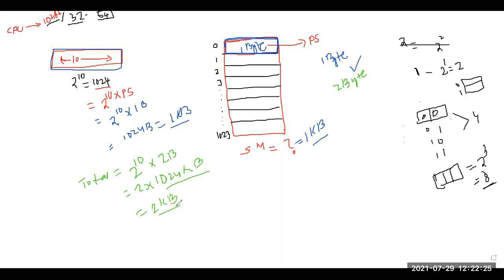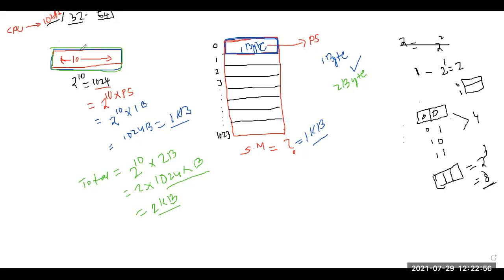Is it clear how we are calculating this memory part? Is it clear to all of you? Yes or no? Because this is very important. If you don't understand this, you will not understand the paging part. How are we converting? Yes? Yes, sir. Any doubt?